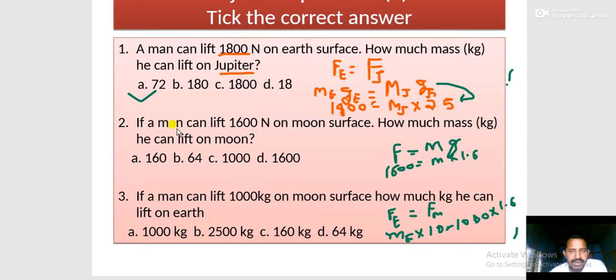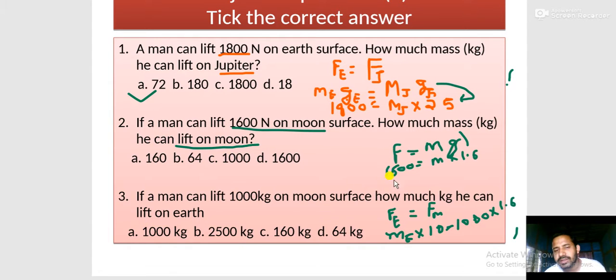If a person can lift 600 newton on the moon surface, it acts on the moon surface. Now how many kg can it lift on the moon surface? Overall both are acting on the moon surface, so there is no problem. In that case F equals mg, and I am solving all this on the surface of the moon.